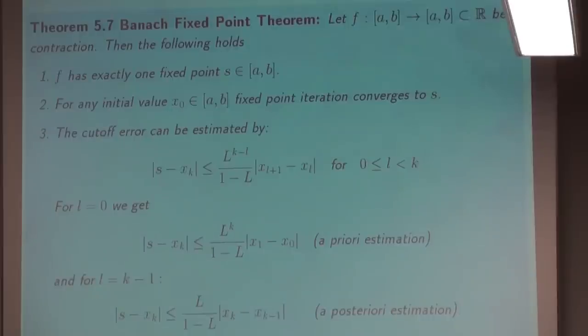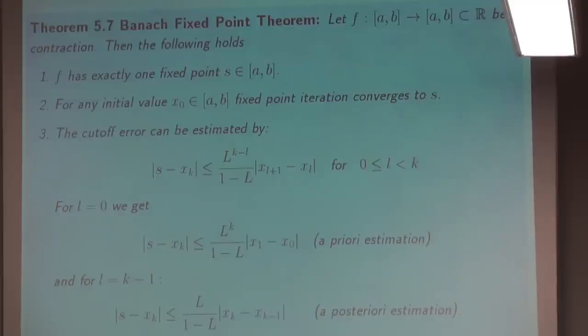Whenever you have an iteration process and you want to prove that the fixed point iteration converges, then this theorem can be applied. And what we need to know is basically only that our function is a contraction. That's the assumption here. And then if f is a contraction, then we get a unique fixed point. We get convergence of fixed point iteration. And even more, we get an error bound.